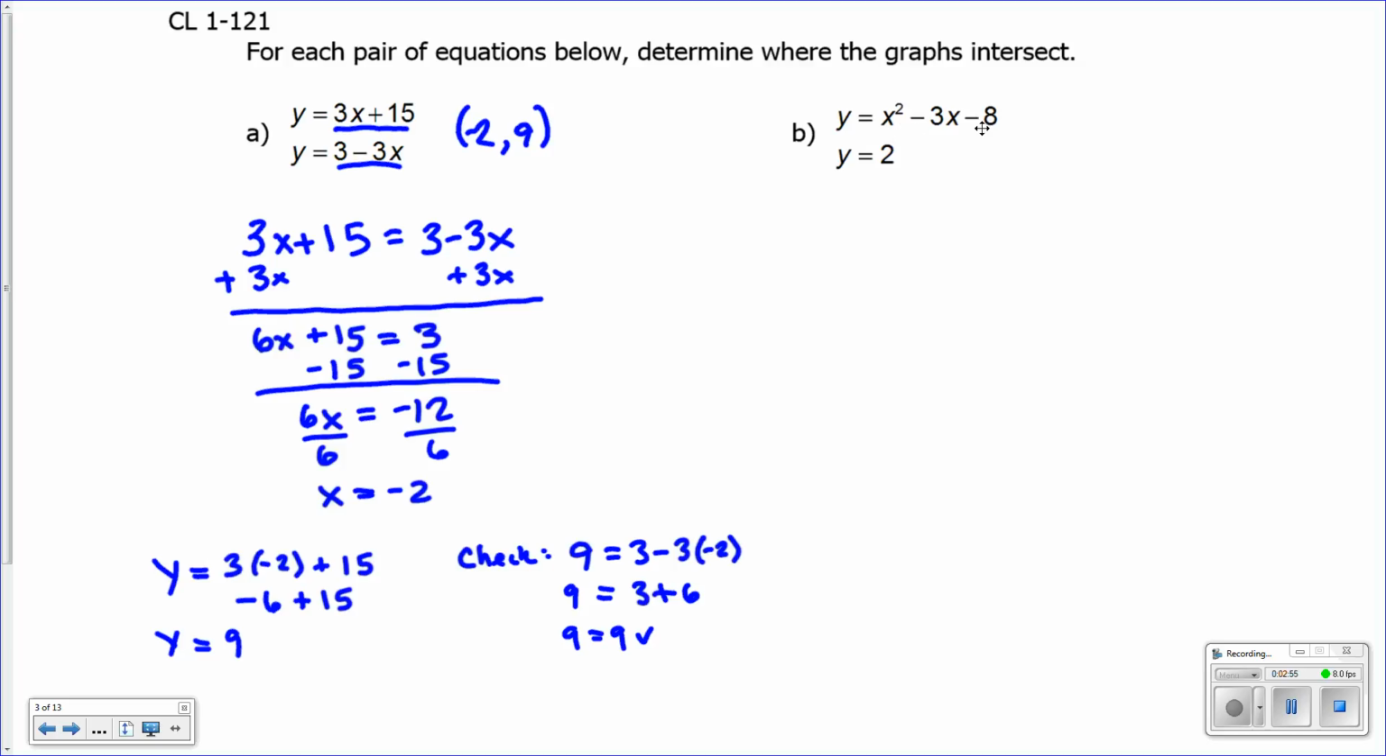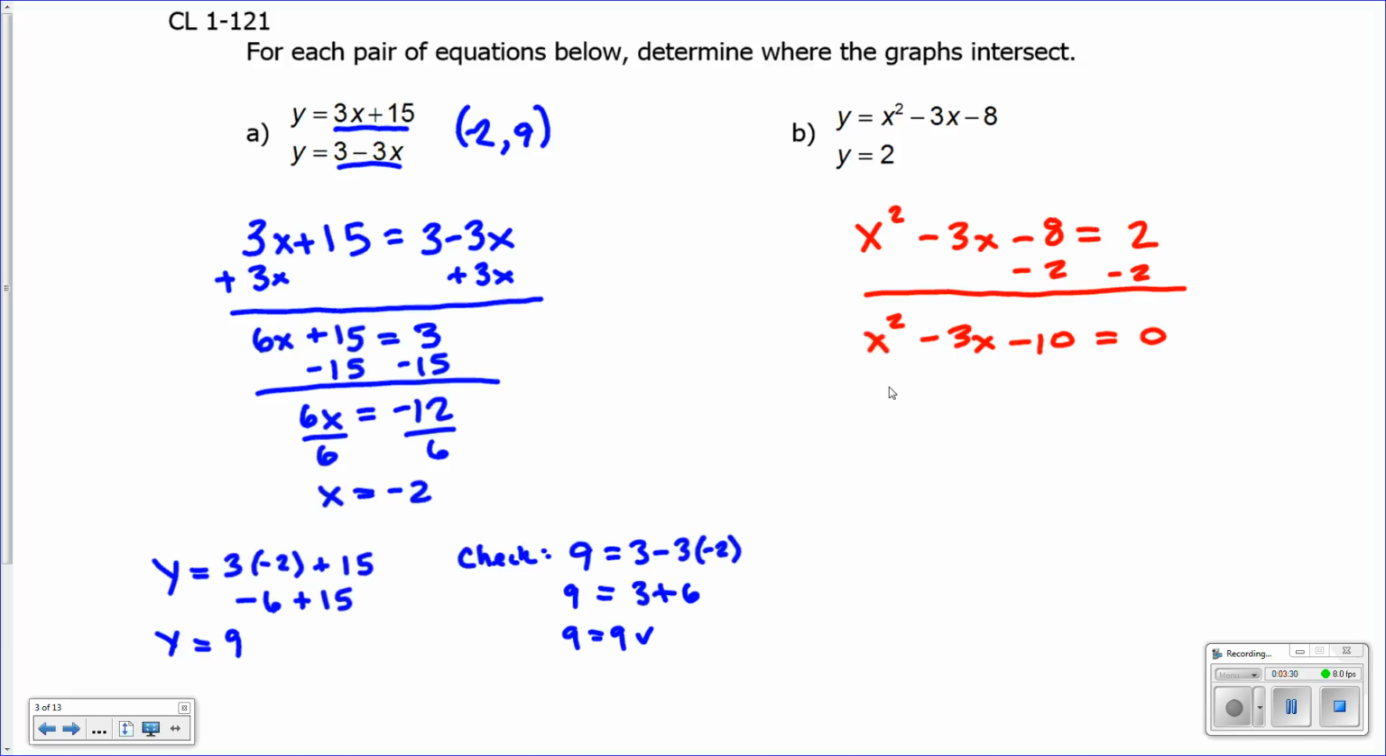y equals x squared minus 3x minus 8, and y equals 2. This one's going to follow the same procedure. If we know that both of these things equal y, then they have to equal each other too. So x squared minus 3x minus 8 equals 2. Let's subtract 2 from each side. And we now have x squared minus 3x minus 10 equals 0. Now you can use your quadratic formula, or you can factor. It's up to you, whichever way you want to do it.